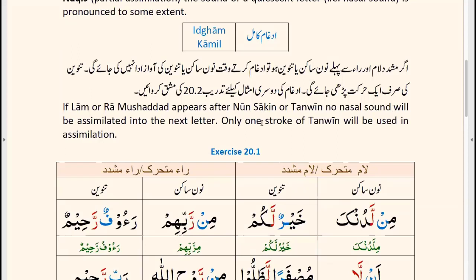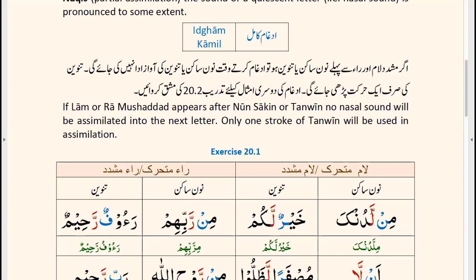Okay, so after a noon sakin or tanween, no nasal sound will be made; it will be assimilated into the next letter. Only one stroke of tanween will be used in assimilation. So let's go over this example.